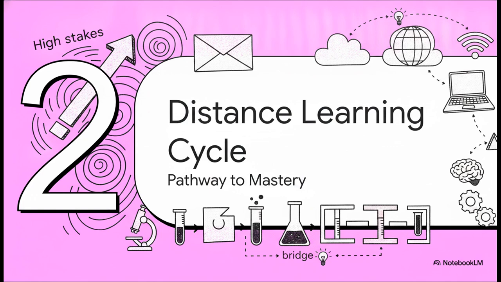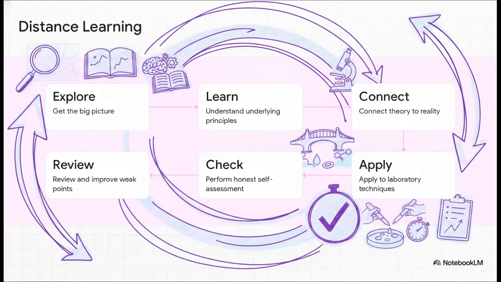Moving on to Section 2, your distance learning cycle, the pathway to mastery. Since you're learning at a distance, you need a solid strategy to bridge all that academic theory with actual practical lab skills. So you're going to follow this 6-step cycle. First, explore the big picture topics. Then, learn the core principles. Third, connect that theory to reality. Fourth, apply to your lab techniques. Fifth, check your work through self-assessment. And finally, review any of your weak points. Explore, learn, connect, apply, check, review.